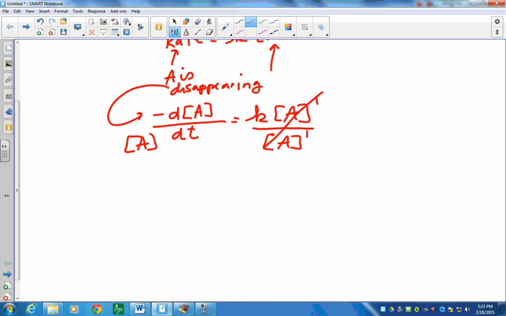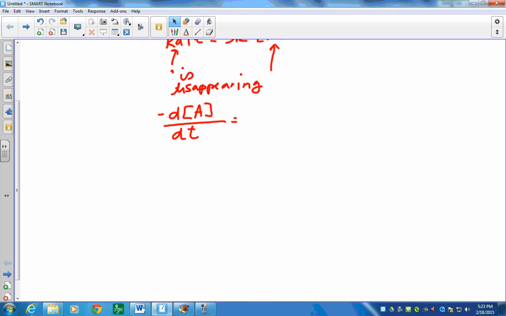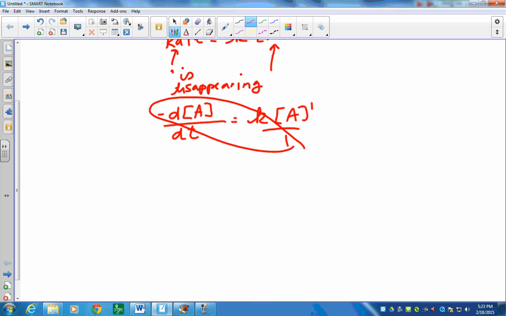Oh, I lied. Hold on. Do over. This is what I want to do first: A to the first. First thing I want to do is take cross products. So I get dA equals k A to the first dt. And now I'm going to divide by A to the first.